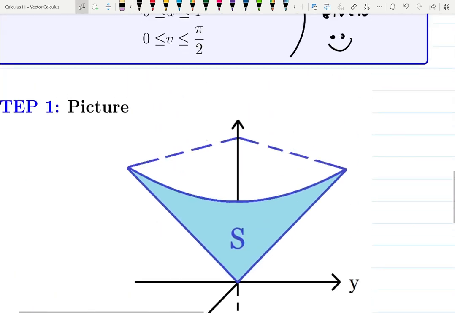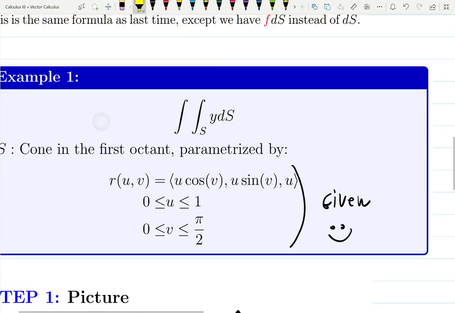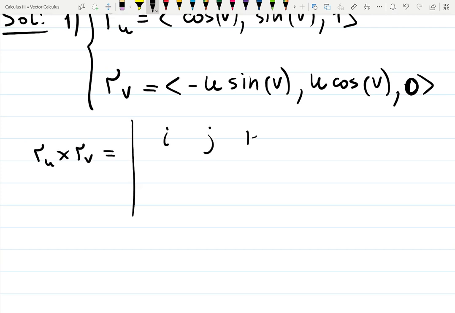Let's go back to the formula. One more formula to memorize. Yay. This is the tail I'm talking about. We found those partial derivatives. Now we need to find the cross product and find the size of that cross product, the magnitude. So, Ru cross product with Rv is i, j, k.